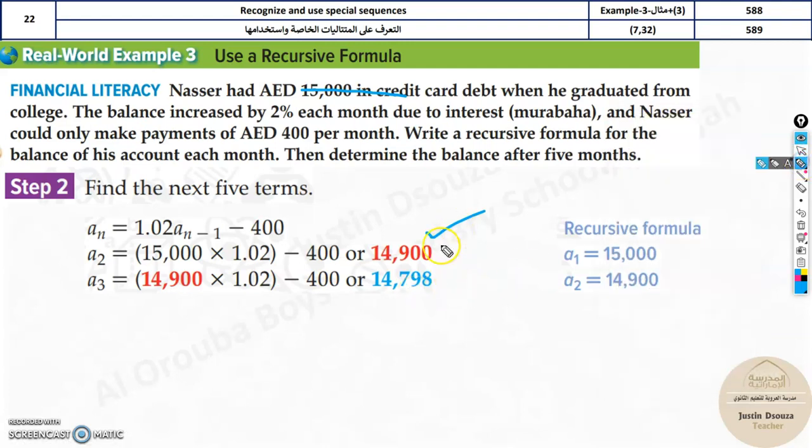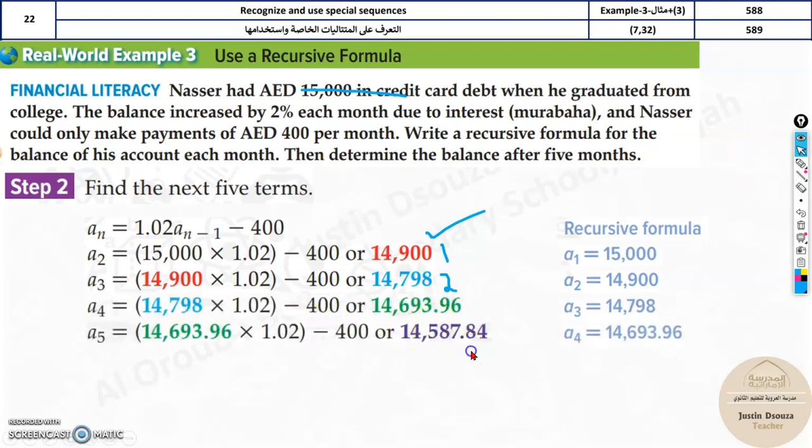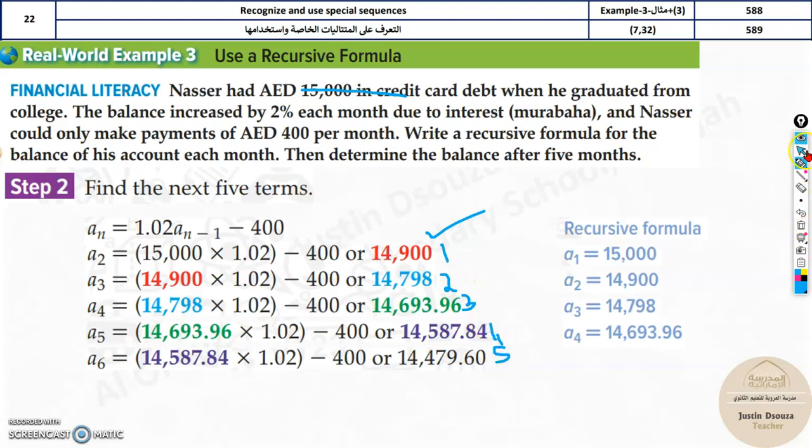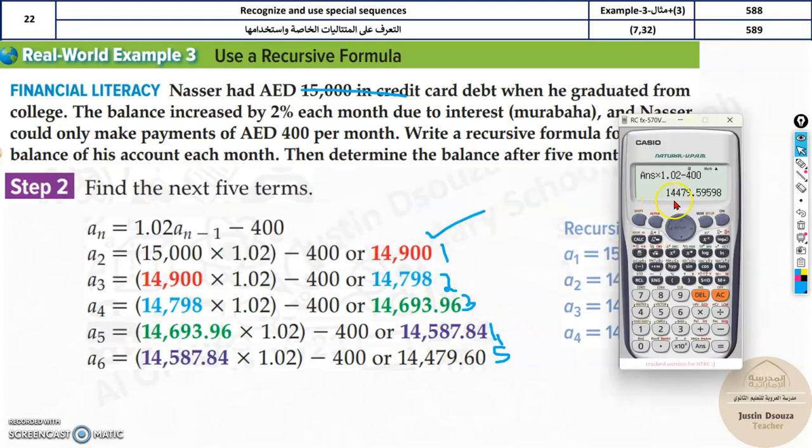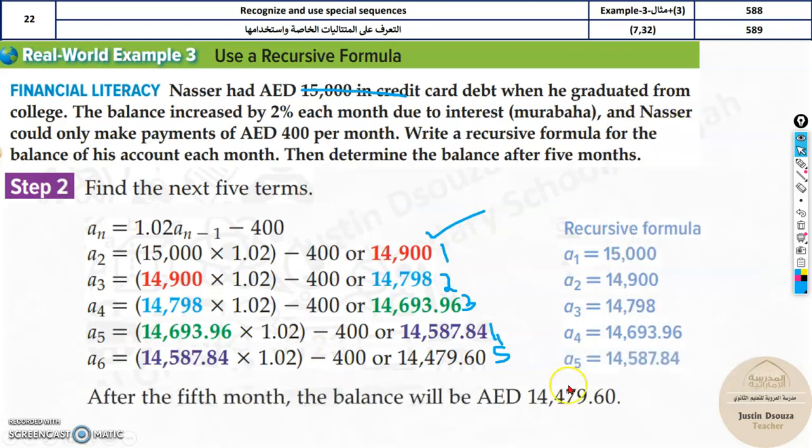Look, after 1, after 2, after 3 months, 4 months, and after the 5th month. If you write A as 0, then you would get A1, 2, 3. But since we start with A1, it's like that. So understand this is after the first month, second month, third month, fourth month, and after the 5th month, you will still have to pay 14,479.6 dirhams. So it is not a great way to just pay back 400.